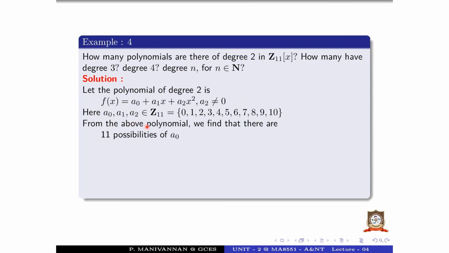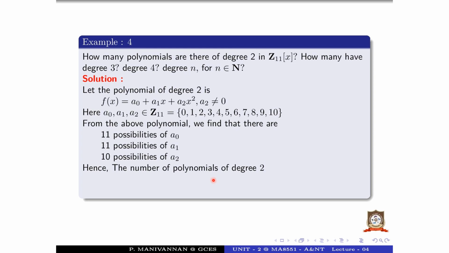Now, from the above polynomial, how many possibilities are there for a0? a0 can be any number in this set, so there are 11 possibilities for a0. Similarly, 11 possibilities for a1. But a2 has only 10 possibilities since a2 is not equal to 0. If a2 equal to 0, then it is not a degree 2 polynomial, so a2 must not have the value 0.